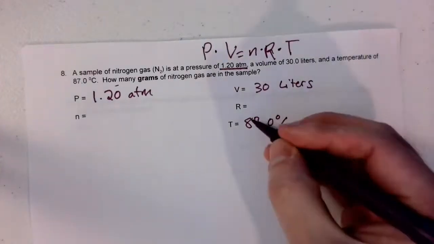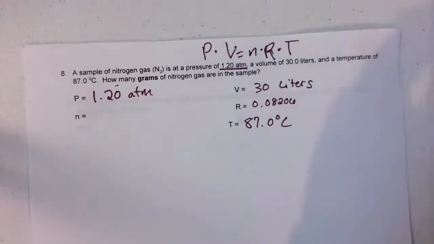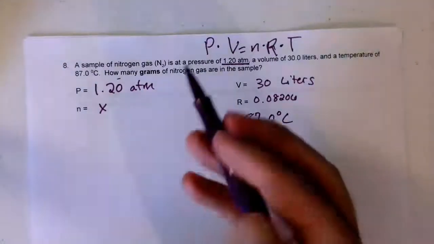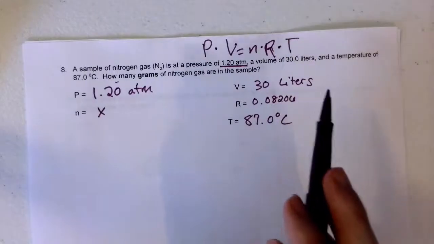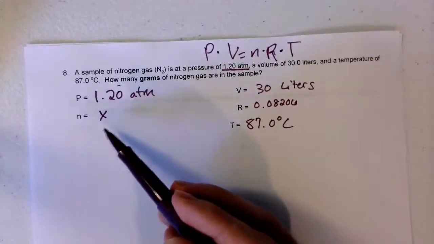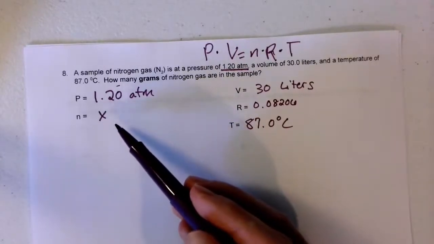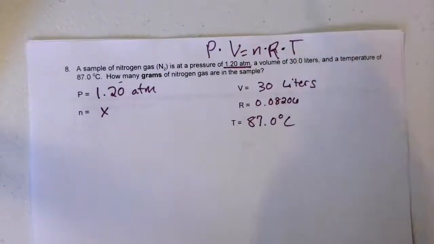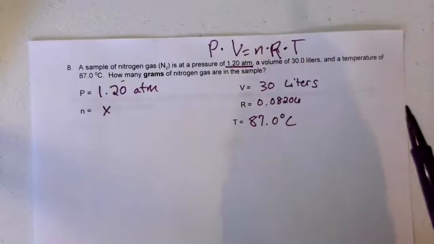Okay, so we already know that the R is also 0.08206. Alright, so this N is going to be our X. It says how many grams of nitrogen gas are in this sample. So one of the ways that you could have known that N is the unknown is you could have said, okay, well, if I have moles, I can convert the moles of whatever this is, and it's nitrogen gas, to grams by multiplying by the molar mass. But a lot of you probably were just like, I don't know.